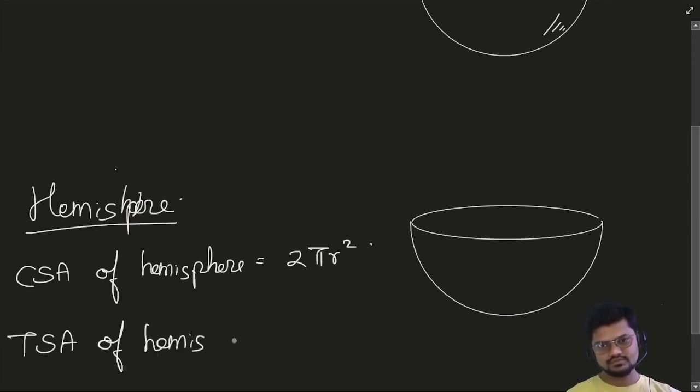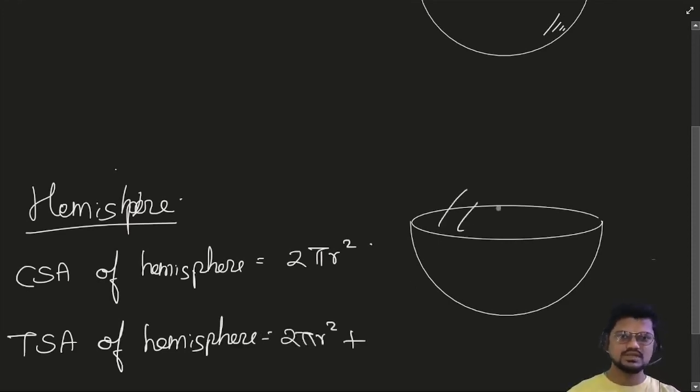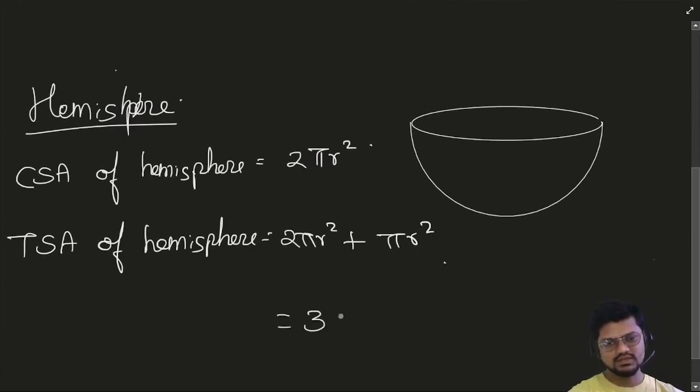3 pi r square. Yeah, the curved surface area is 2 pi r square. Plus this area is added, no? When you cut it in two pieces. Now, area of this is how much? Pi r square. So, what do you get as the total surface area of the hemisphere? 3 pi r square. Clear?